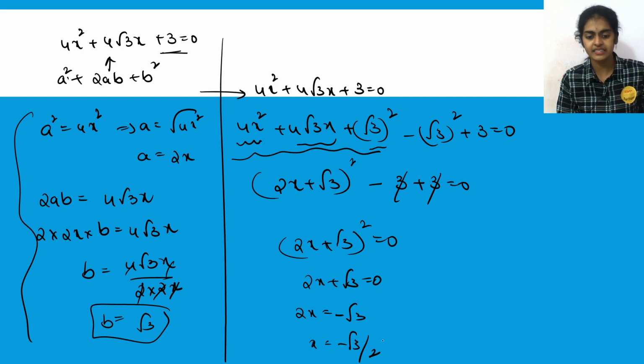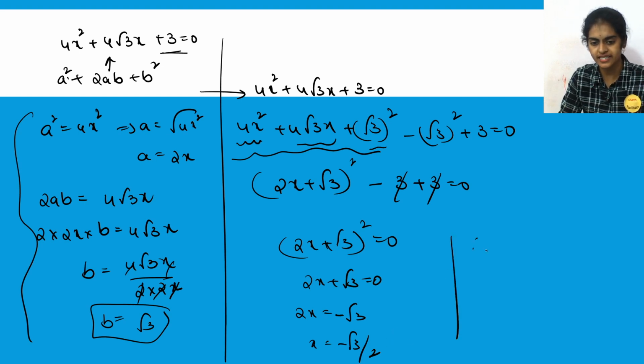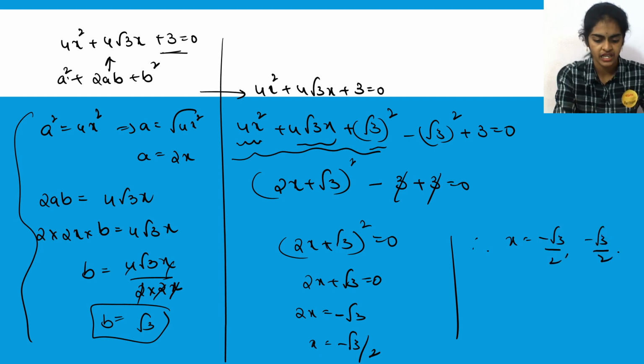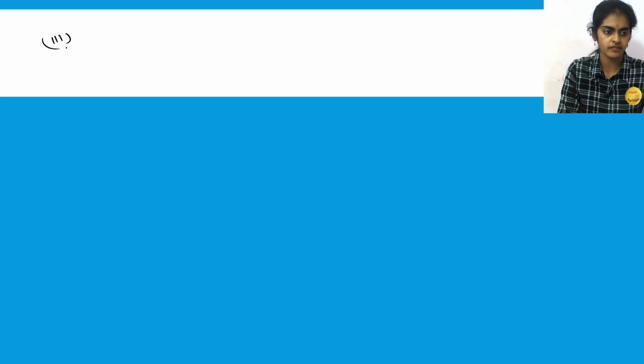So here the roots are equal. Okay, so that is the reason you are getting only one single root. So you can say therefore x is minus root 3 by 2. Since they are equal, one more root is also minus root 3 by 2. Now the next question, third bit.